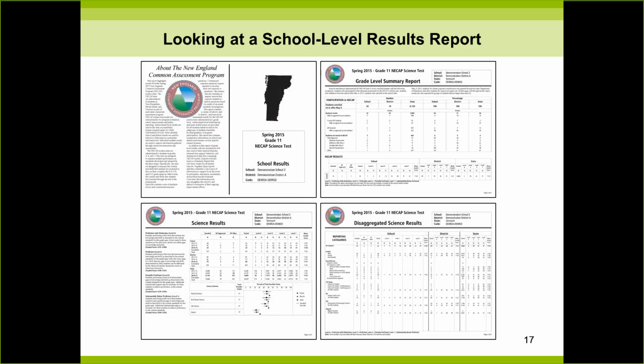The first report in the school results report is the grade level summary. The grade level summary report shows the numbers and percentages of students enrolled and tested in the school, district, and state, as well as the numbers and percentages of students at each achievement level in the school, district, and state.